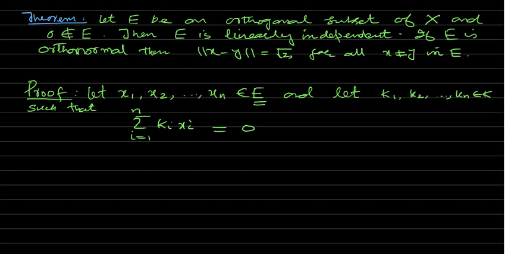So to prove this E is linearly independent, we have to prove that any finite set of vectors in E is linearly independent. That's the definition of a linearly independent set. If E is finite, then obviously we have to take all the vectors. But in case it is infinite, we must show that every finite subset is linearly independent, because we are dealing with linear combinations, and a linear combination is always finite. It cannot be infinite.